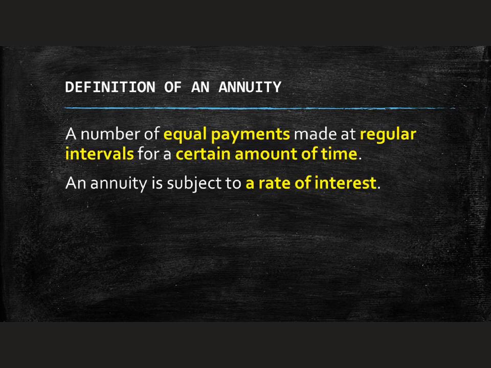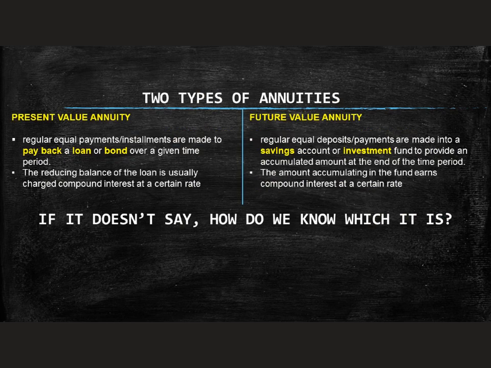So in the beginning, when the question is set up, if nothing changes, you can use one formula. If anything changes, you must use another formula. So there are two types of annuities. On the left-hand side, you can see that we've got present value annuities. And present value annuities are regular payments or installments that are made to pay back a loan or a bond over a given time period.